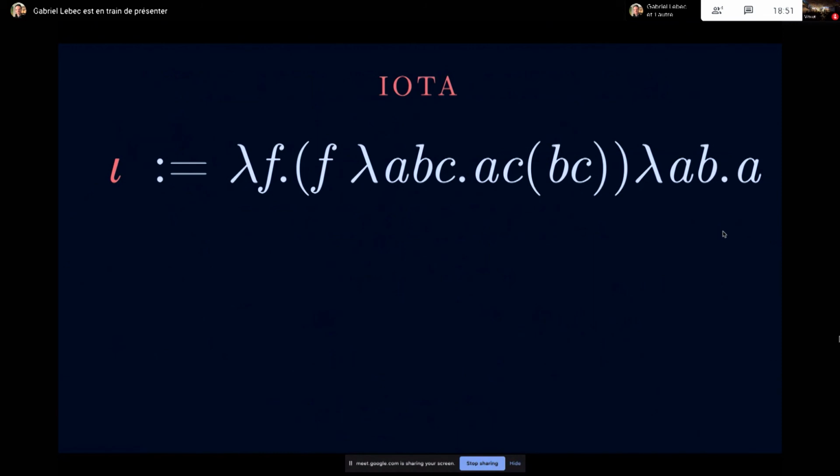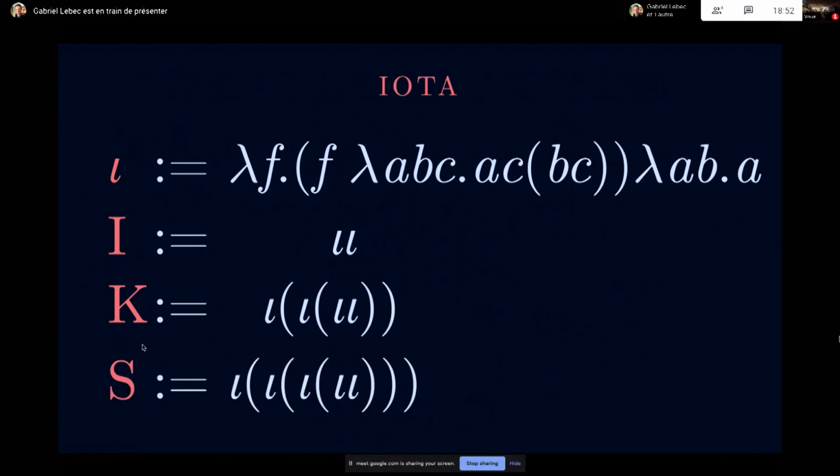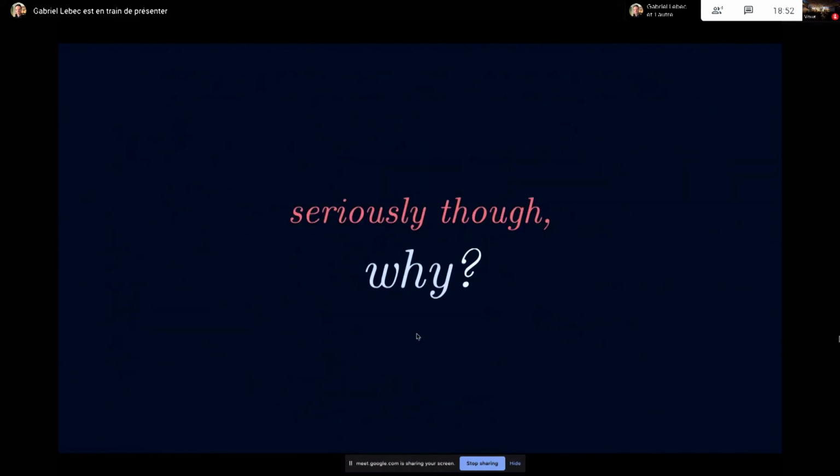Every program ever written can be expressed in terms of this single function called iota. If you call iota on iota, you get the identity function. If you call iota of iota of iota of iota, you get the k function. And if you do one more, you get the s function. And since s and k can do everything, iota can do everything.